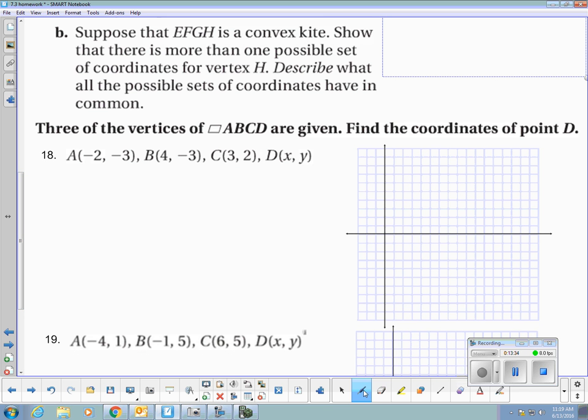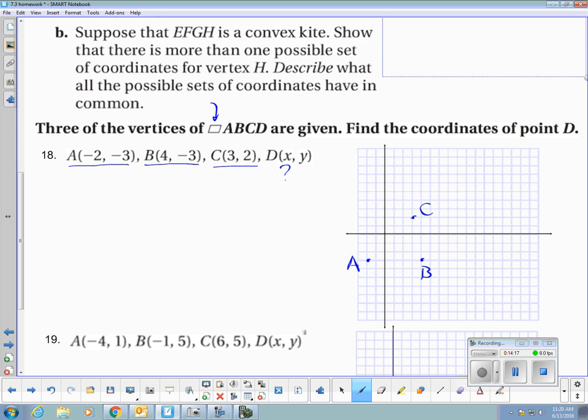Okay, and looks like we have some review questions because we are now being asked to graph the vertices of parallelogram ABCD. So let's take a look at point A. Point A is -2, -3. Point B is 4, -3. Point C is 3, 2. And the question is, where could point D be located?